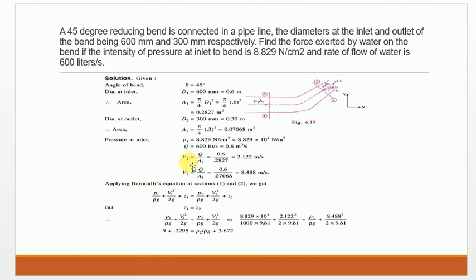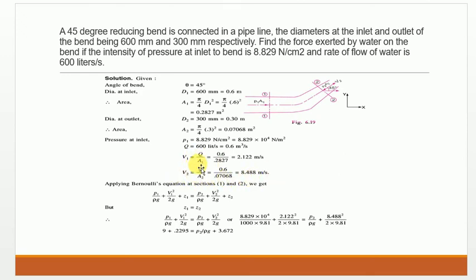So the velocity at inlet will be equal to discharge by area, because we know the discharge formula Q equals velocity into area. So velocity will be equal to Q by A. Q is known, and the area of section 1 is known, so we can find the velocity V1. In the same way you can find the velocity at 2.